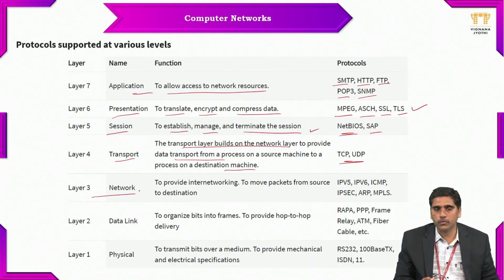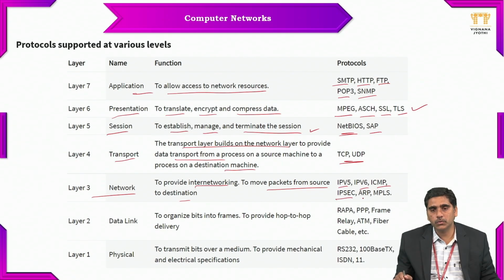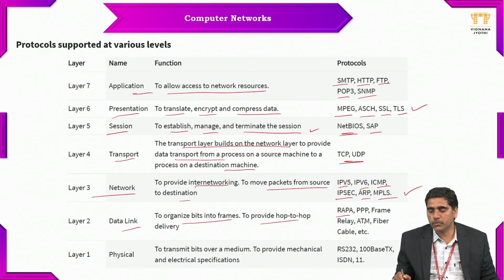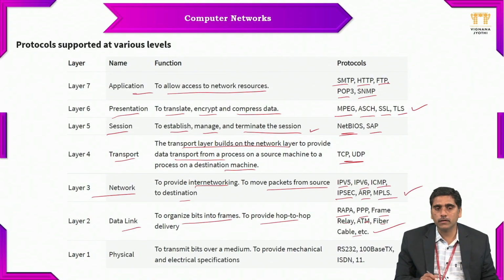And layer 3, the network layer, provides internetworking to move packets from source to destination. IPv4, IPv6, ICMP, IPsec, ARP, MPLS, these are some of the protocols. And layer 2, the data link layer, organizes bits into frames to provide hop-to-hop delivery. These are the protocols: RARP, PPP, frame relay, ATM, fiber cables. These are some protocols in the data link layer. And layer 1, the physical layer, transmits bits over a medium to provide mechanical and electrical specifications. We use RS-232, 100BASE-T, ISDN and 802.11 Ethernet as some protocols.